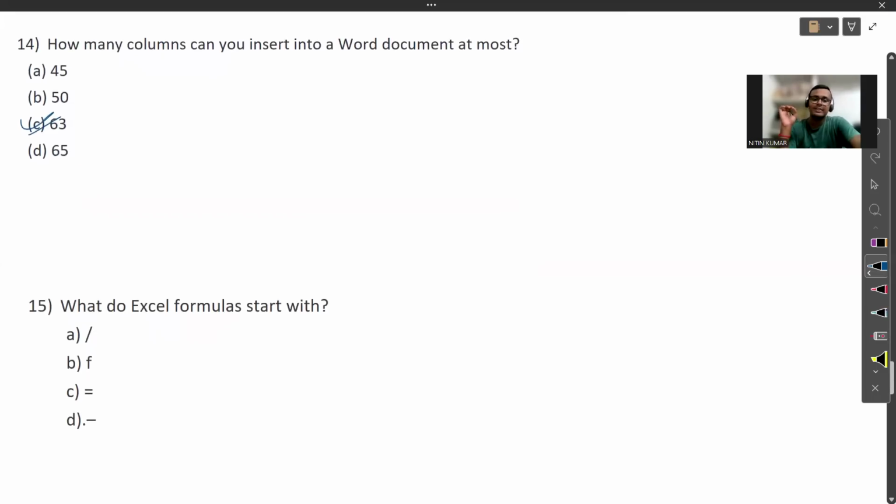Now, what does an Excel formula start with? In Excel, there are multiple formulas through which we can do multiple calculations according to our need. Whenever a formula starts, it will always start with an equal to sign. Let's say we have to sum multiple cells of data in a column; then we write equal to SUM, then the starting cell and the ending cell in the column or in the rows, whatever you take. These are the things we have to consider here. So the correct answer is that equal to starts a formula.